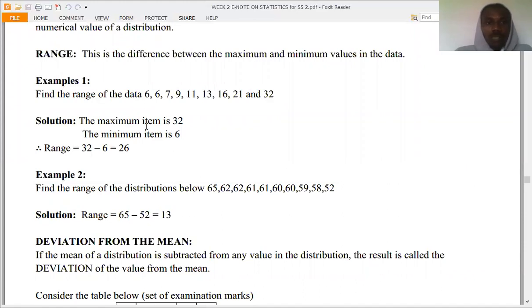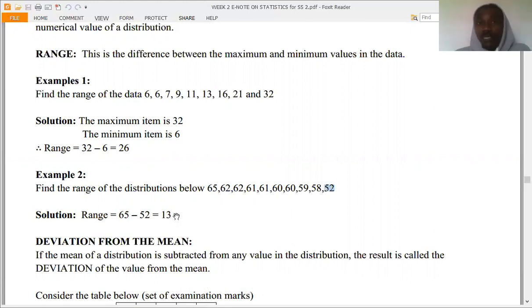Solution: the maximum data in this set is 32 and the minimum is 6. Therefore, the range is 32 minus 6, which is 26. Okay, example 2. Find the range of the distributions below: 65, 62, 62, 61, 61, 60, 60, 59, 58, 52. The range is given by 65 minus 52. Why? Because 65 is the maximum data in the data set, while 52 is the minimum. So the range is 13.